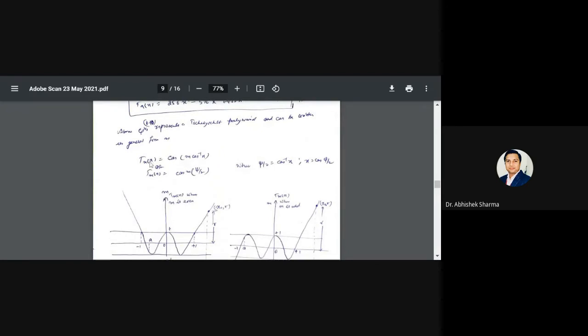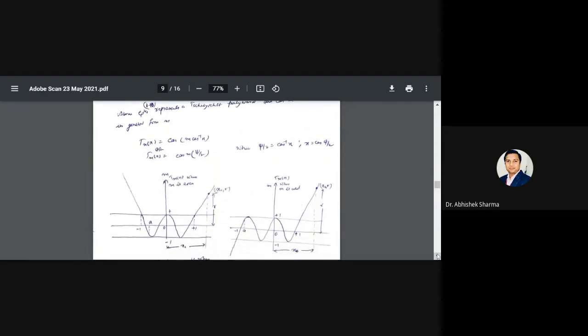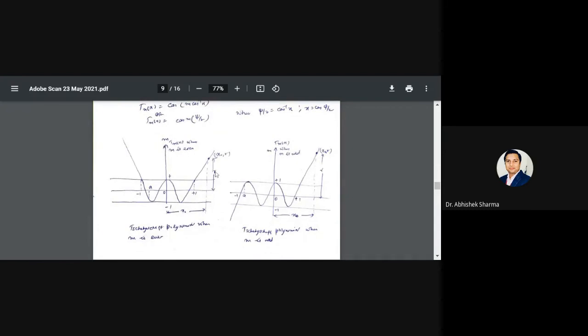So we have written Tmx is equal to cos m cos inverse x, or Tmx is equal to cos of m xi by 2. So from here, let us understand Chebyshev polynomial for two cases. One is for odd number of elements and another is for even number of elements. I told you that I will tell you what is x and what is m. So this is the Chebyshev polynomial when m is even.